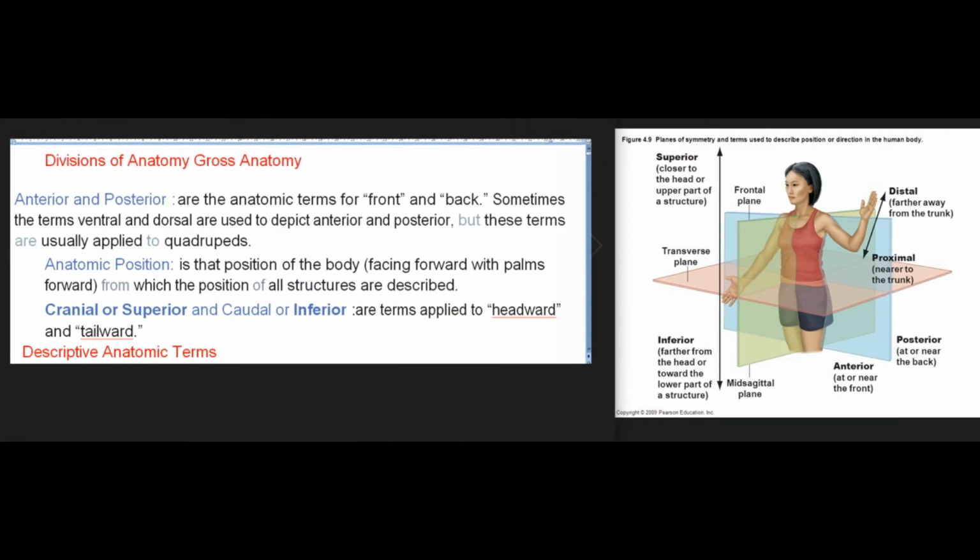Introduction: How to study anatomy. Descriptive anatomic terms. Anterior and posterior are the anatomic terms for front and back.